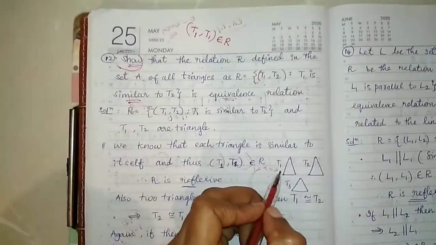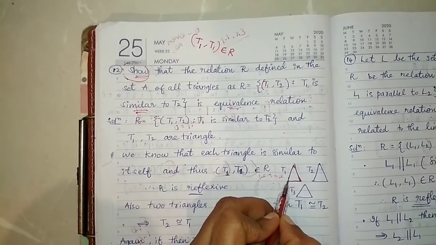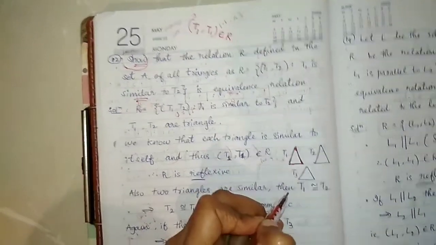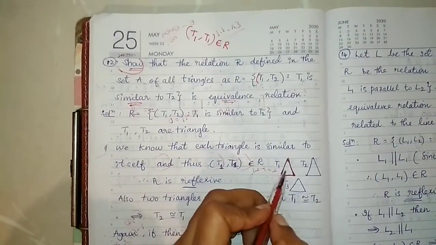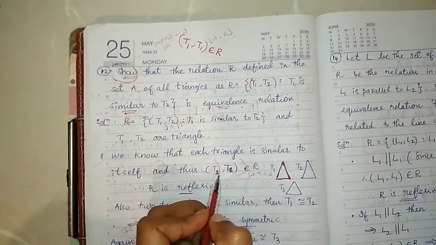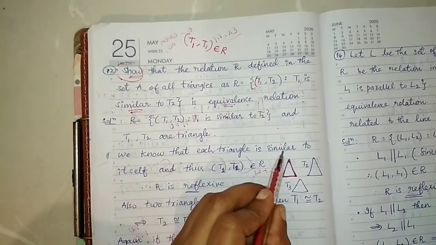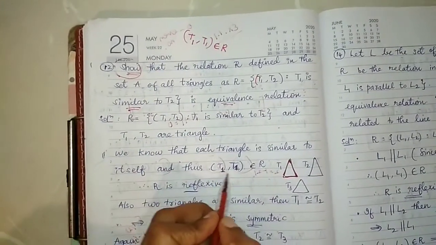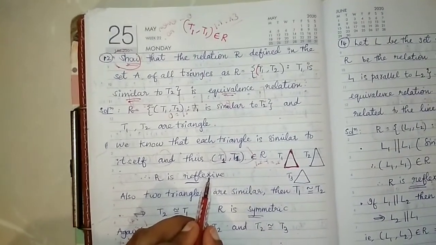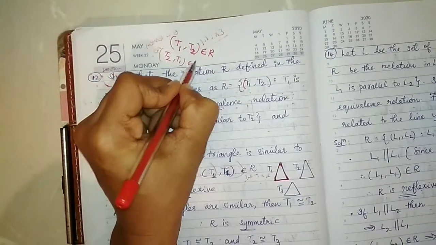That is, this triangle will always be similar to itself. This is a property of similarity of triangles: a triangle will always be similar to itself. So you can write (T1, T1) belongs to R. We know that each triangle is similar to itself and thus (T1, T1) belongs to R. Therefore, R is reflexive.